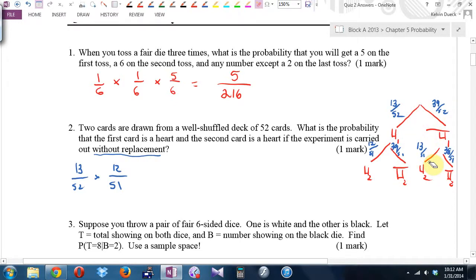Or I could say, get at least one heart. At least one heart means one or two. It means that branch or that branch or that branch. That's all I can do with a two-level tree that has two outcomes on each level. That's every possible combination, no pun intended. That's every possible possibility.